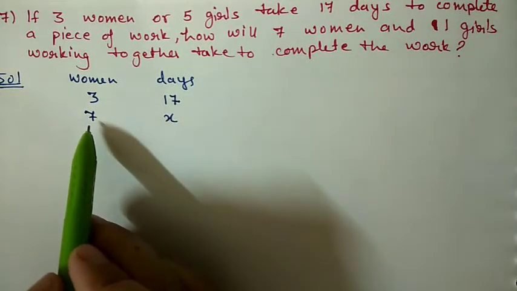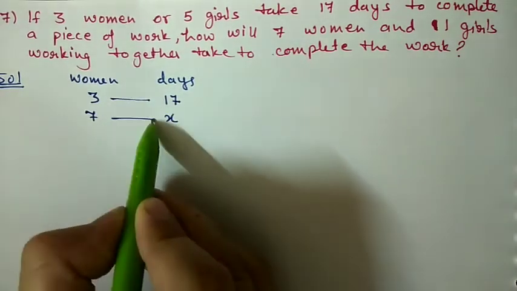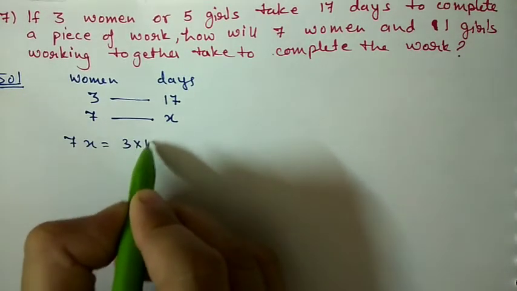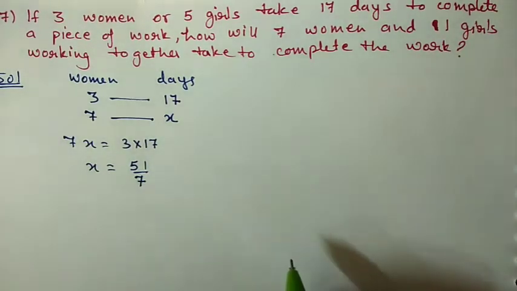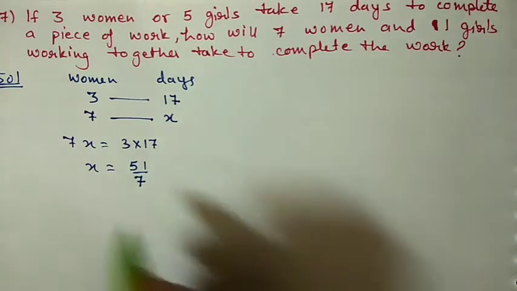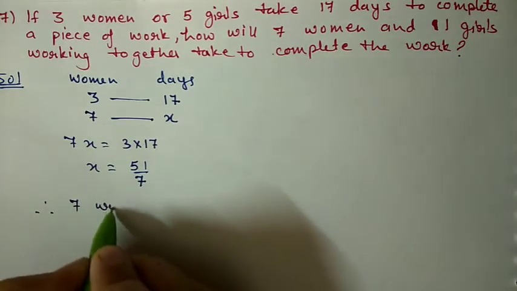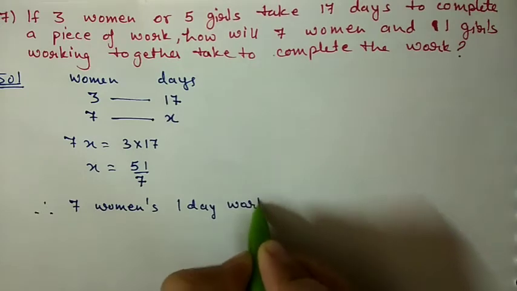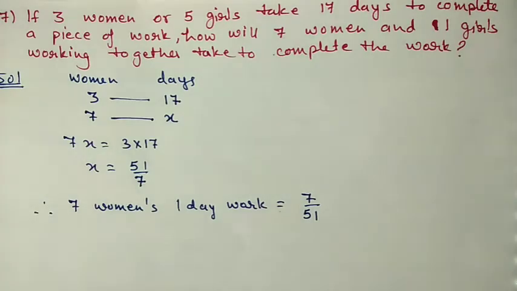If more women work, then the work will finish fast. It means it is an indirect variation. For indirect variation we have to put a straight line. So 7x is equal to 3 into 17, or we can write x is equal to 51 by 7. So 7 women are doing that work in 51 by 7 days. Then we can calculate their one day work. Therefore 7 women's one day work will be 7 by 51. We have to do the reciprocal here.